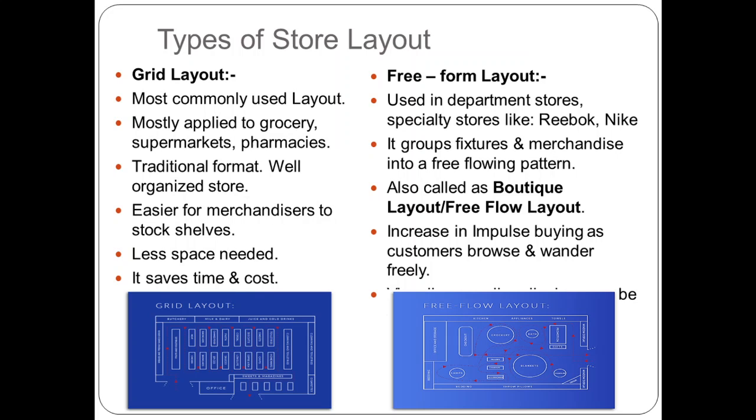Then the free-form layout, where I can just move around anywhere. Specialty stores like Reebok and Nike will have this. So I can go to different places, and different items are located in different places. Maybe sports shoes are in one place, basketball shoes here, athletic shoes there, tennis shoes somewhere else, gym shoes somewhere else. You can just move around anywhere. Moving around also helps customers browse in a different way and wander freely.